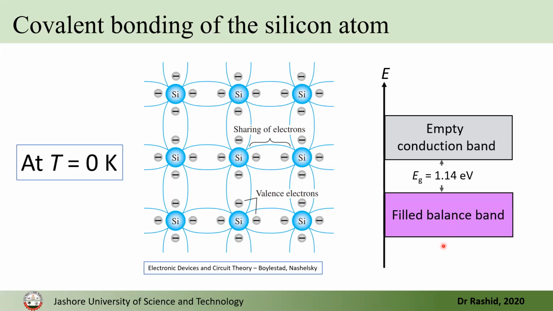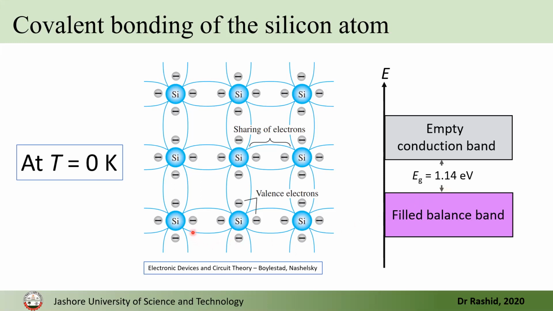We know that at 0 Kelvin temperature in a semiconductor, the valence band is full. That is, all the states in the valence band are occupied with electrons, and the conduction band is empty. And there is an energy gap between these two bands. For silicon, this is about 1 electron volt.